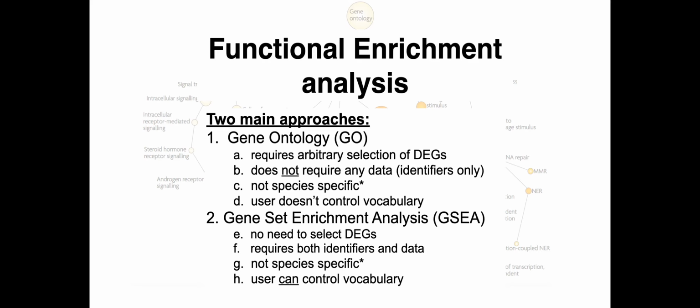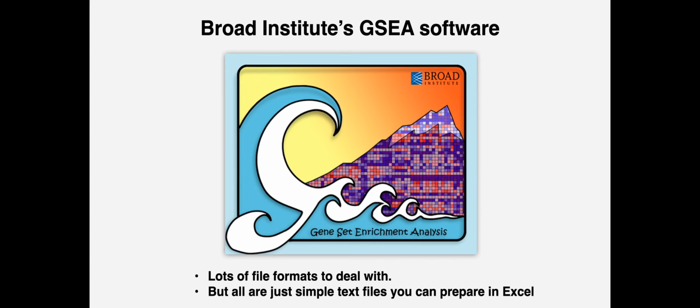What about gene set enrichment analysis? I told you you don't need to pre-select your genes, so you need to provide both genes and data for your whole data set. It's not species specific, and you get to control the vocabulary. A common web-based or software-based interface for carrying out GSEA was developed by the Broad Institute. It was originally the Broad Institute that published the first GSEA paper, the paper that described this algorithm and approach. It's also the Broad Institute that maintains the complementary database of signatures that you turn to carry out the gene set enrichment analysis. So obviously they have web tools and software for doing that.